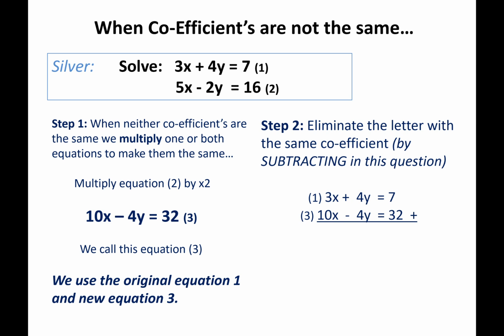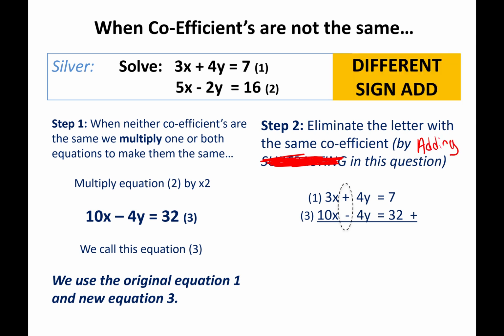Writing our equation 1 and our equation 3 underneath each other, we now solve for x and y by eliminating the letter with the same coefficient. In this case, we have different signs, so we add. So by adding in this question, we have different signs here. So you can see you have different signs. So we're going to add in this question. All right, let's work this out.